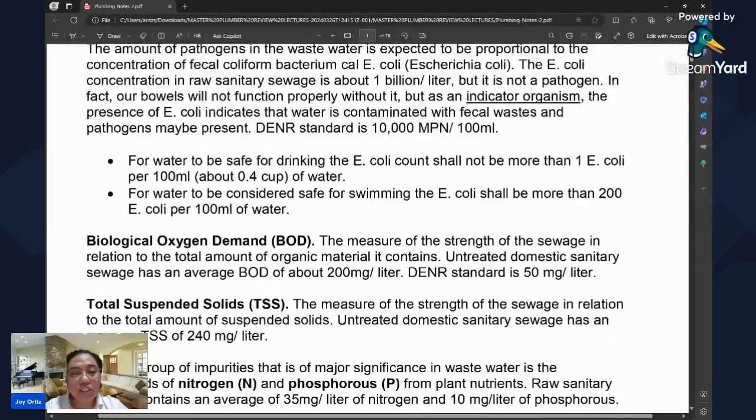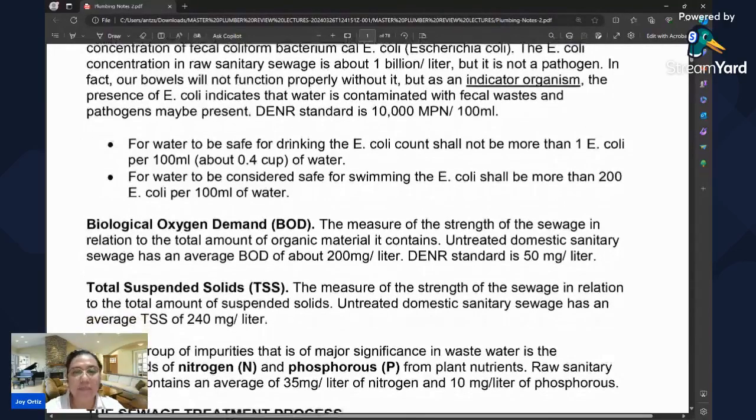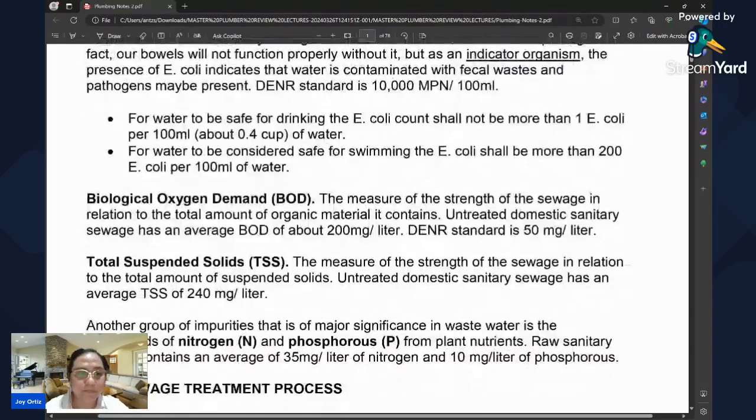For water to be considered safe for swimming, the E. coli shall not be more than 200 E. coli per 100 ml of water. So to say that it is safe, remember this: the E. coli shall not be more than 200 E. coli per 100 ml of water.